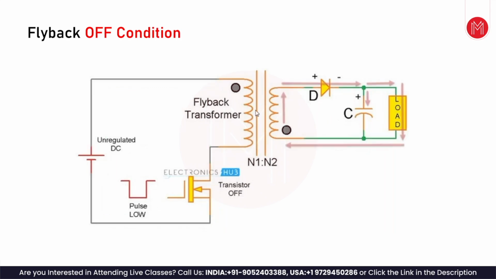Now in the off condition, what happens? This is charged, and that gets dissipated into this. So this is the one that conducts. This turns on, and this is at a higher voltage, and the voltage goes through this and charges the capacitor and also dissipates into the load. This is how it conducts in the off condition. So this is how the flyback off condition is.